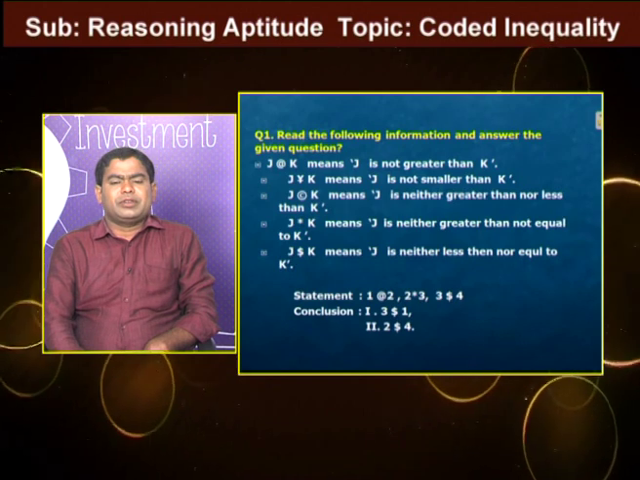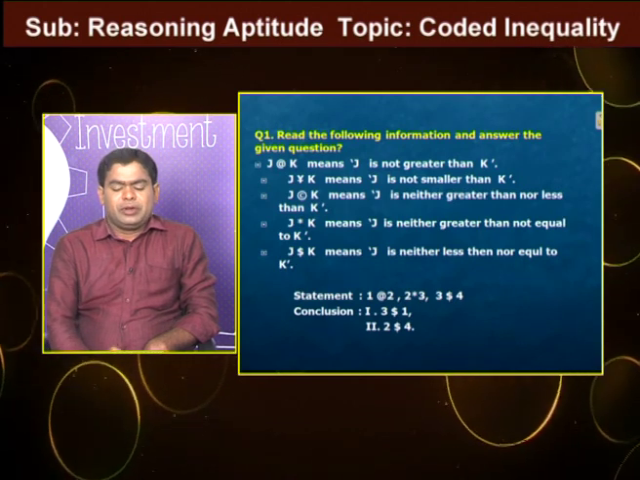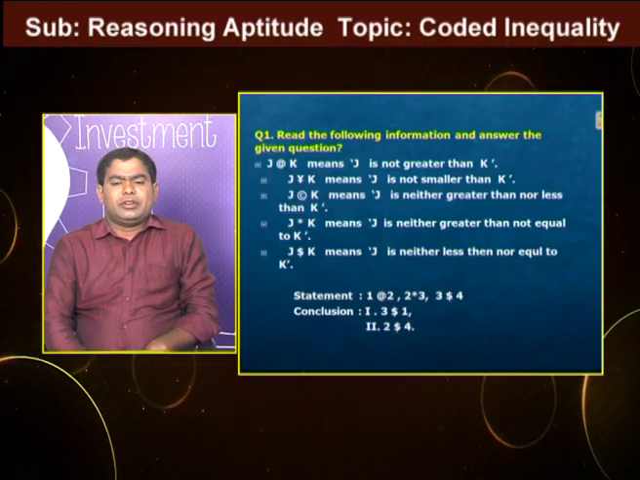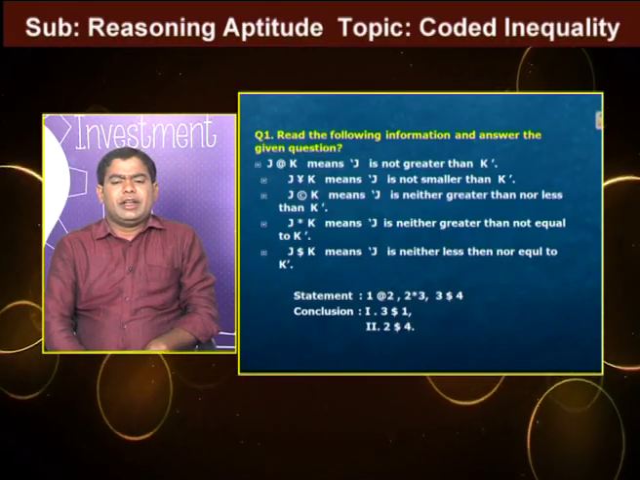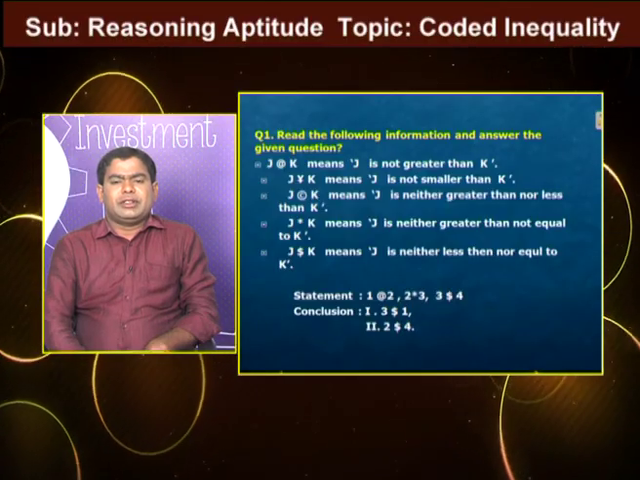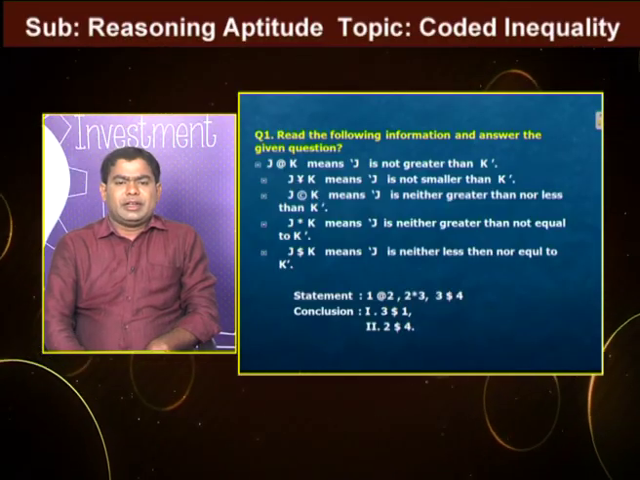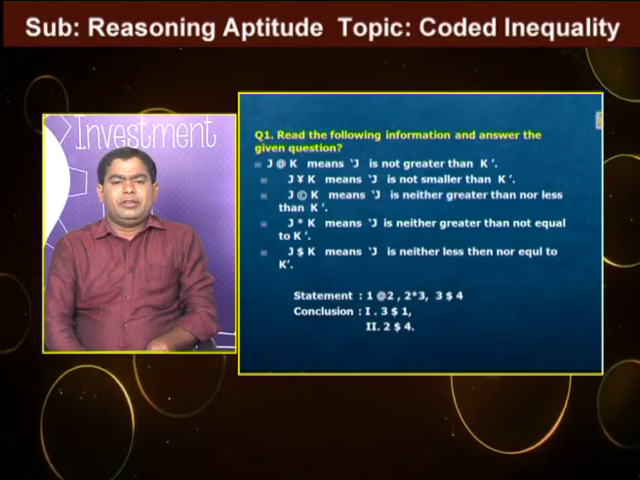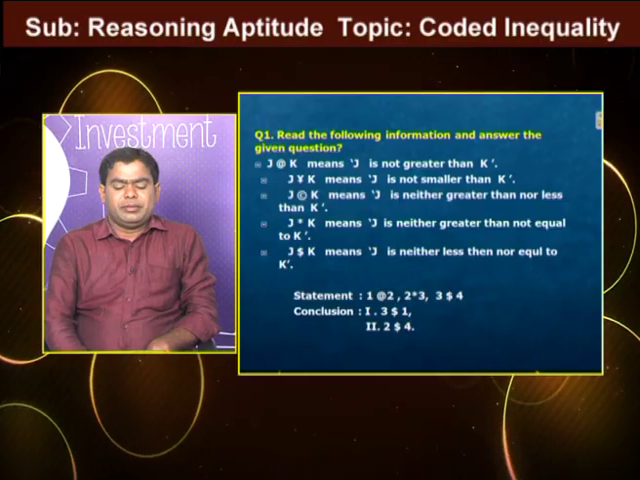So we go to the first question: 1 at the rate 2, 2 star 3, 3 dollar 4. Conclusion 1 is given, that one is 3 dollar 1. Conclusion 2 is 2 dollar 4. That means here we apply the inequalities for the given statement and conclusion. After that we verify the conclusion in the combined statements.